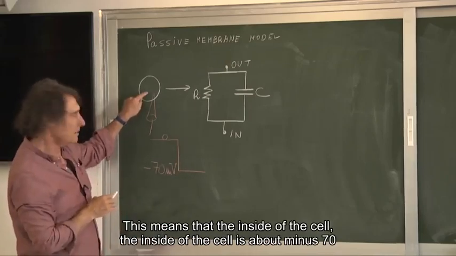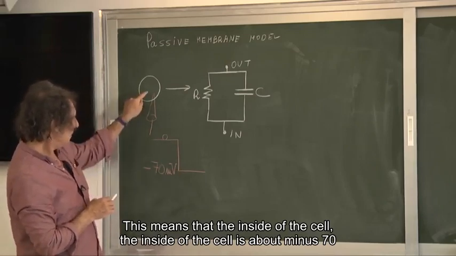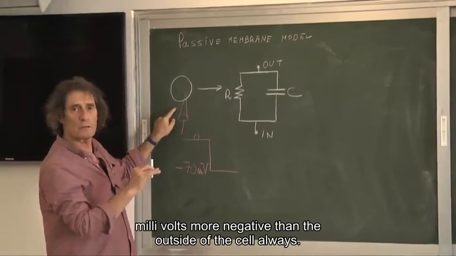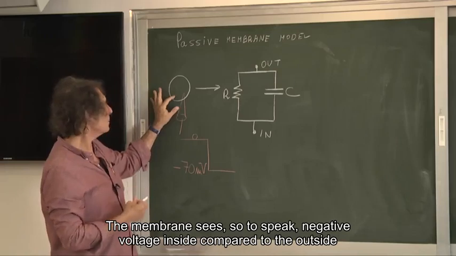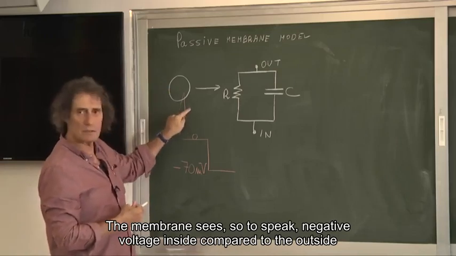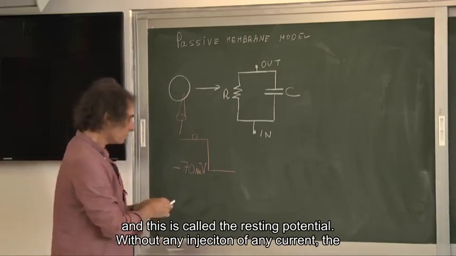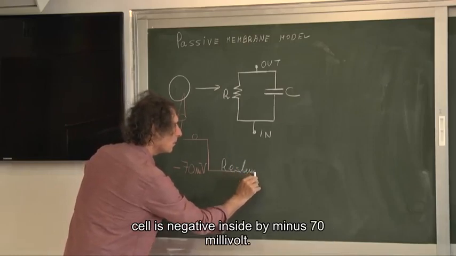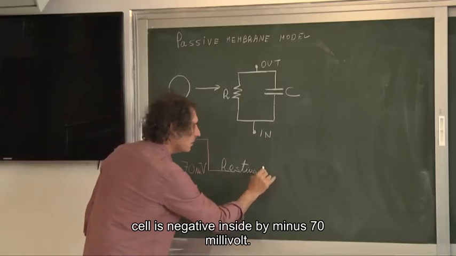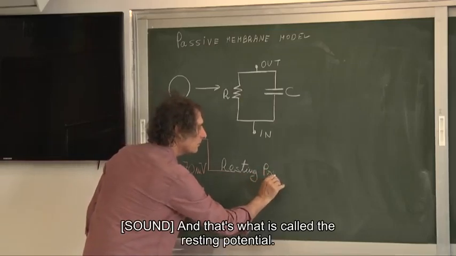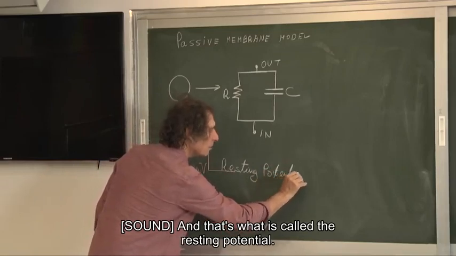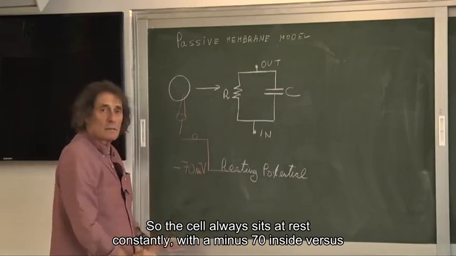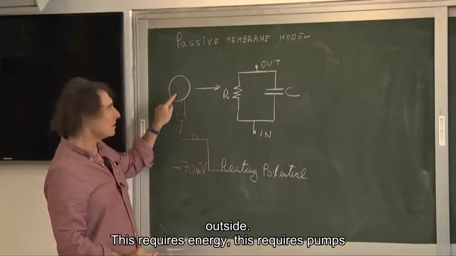This means that the inside of the cell is about minus 70 millivolts more negative than the outside of the cell. Always. The membrane sees, so to speak, negative voltage inside compared to the outside. And this is called the resting potential. Without any injection of current, the cell is negative inside by minus 70 millivolts, and that's what is called the resting potential. So the cell always sits at rest, constantly, with a minus 70 inside versus outside.